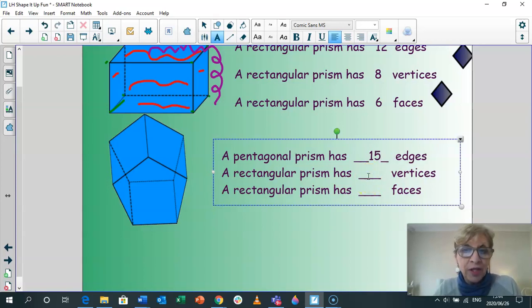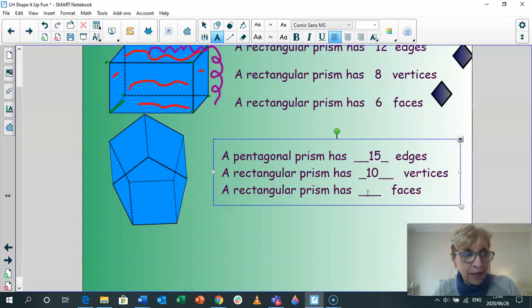How many vertices are there? Points or corners. How many vertices can you count? I can count 10. Absolutely. And how many faces? And that's the flat part, or the 2D shapes that are built together to make a 3D shape. How many faces can you find?